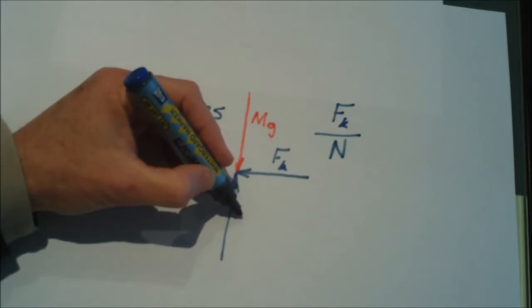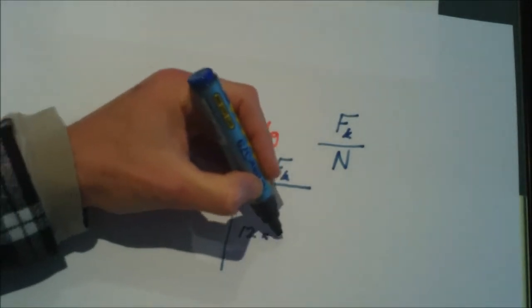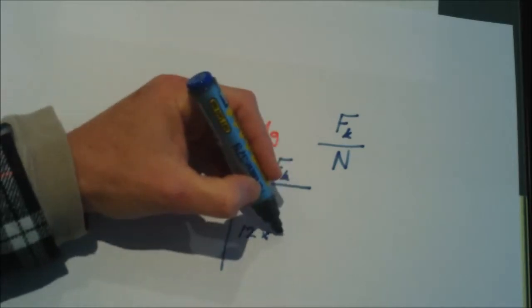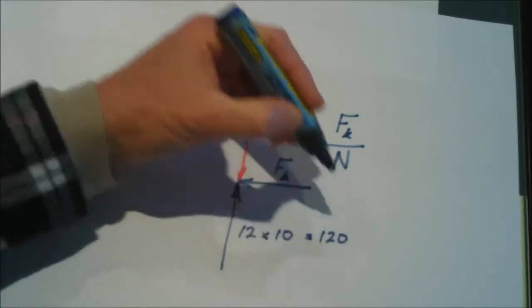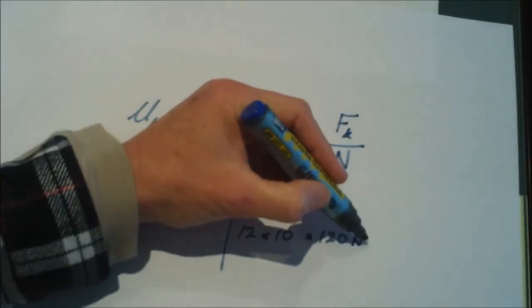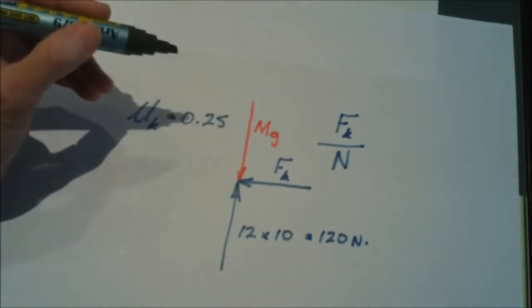Normal is mg. So in this case, what was the load? 12. And 12 times 9.8, but I'm going to do it as 10 for the easy one. All right, so that makes it nice and simple, 120. And that's in newtons now, because it's a force, because I multiplied kilograms by an acceleration.